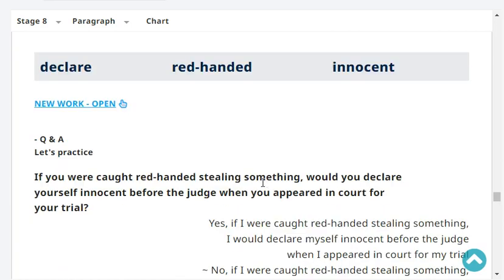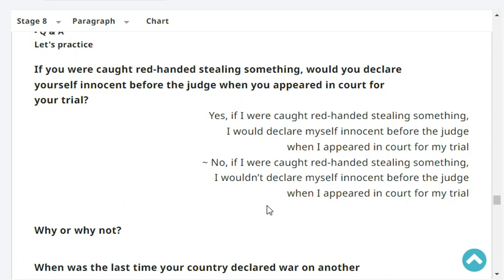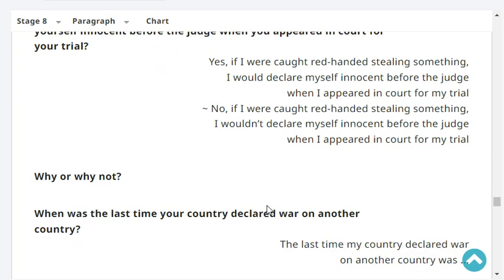Okay, next. If you were caught red-handed stealing something, would you declare yourself innocent before the judge when you appeared in court for your trial? Yes or no? No, if I were caught red-handed stealing something, I wouldn't declare myself innocent before the judge when I appeared in court for my trial. Why not? Because if I didn't tell the truth, I'd be put in contempt. Very good.